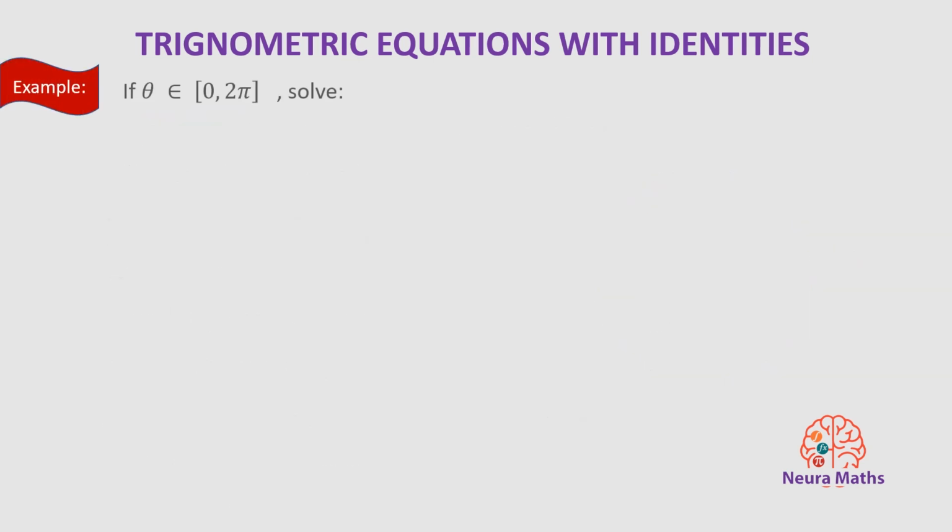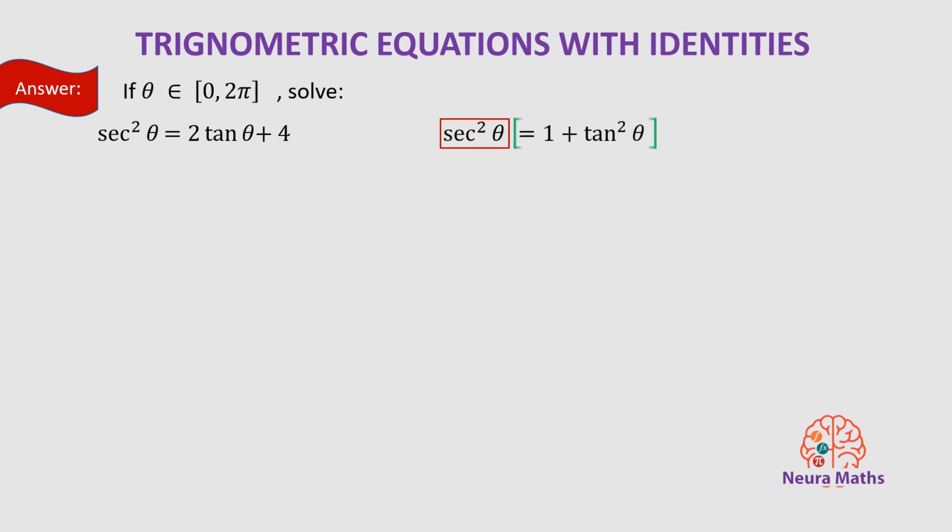Let's have a look at another example. We notice that there are two functions, sec and tan. To solve this equation, we need to convert one of them to the other. What identity can be used here? We can use the Pythagorean identity, 1 plus tan squared instead of sec squared. Doing so gives us this equation whose only trig function is tan.